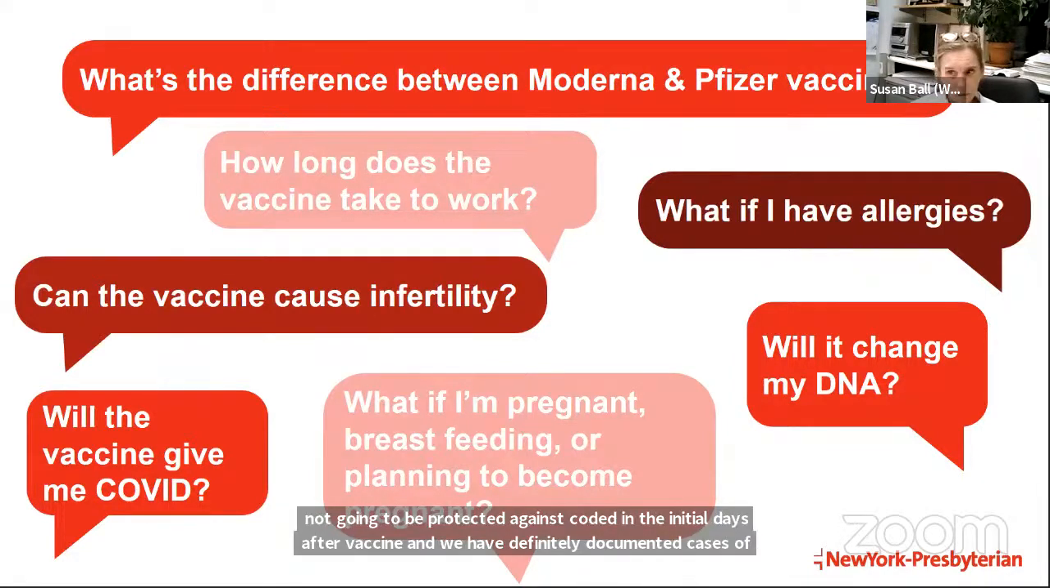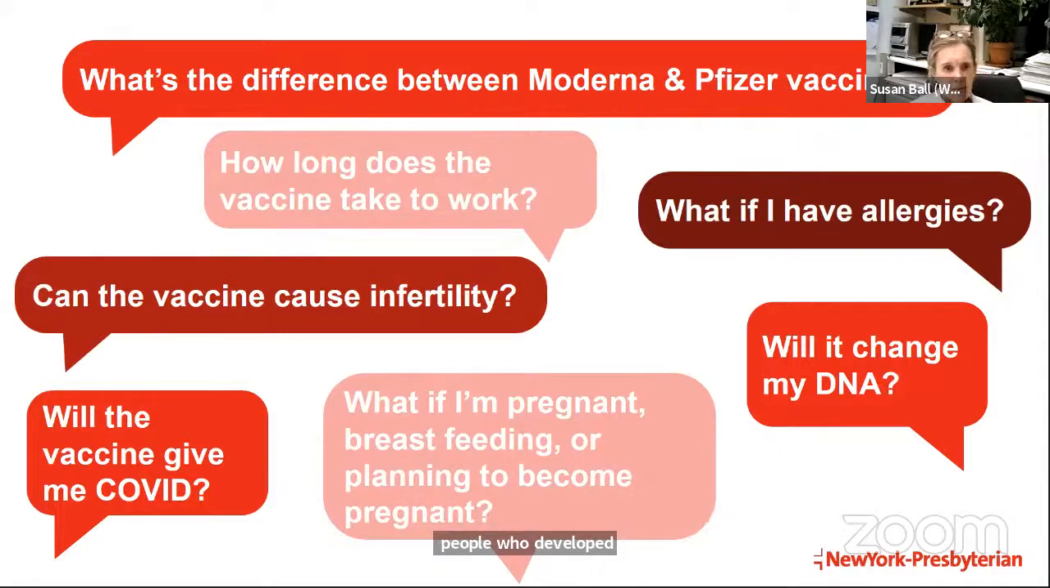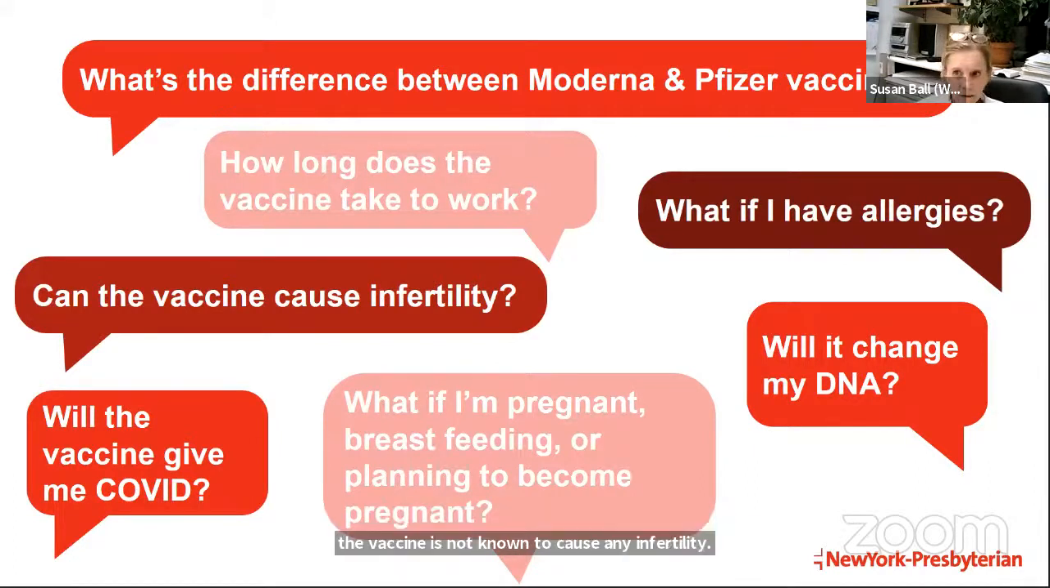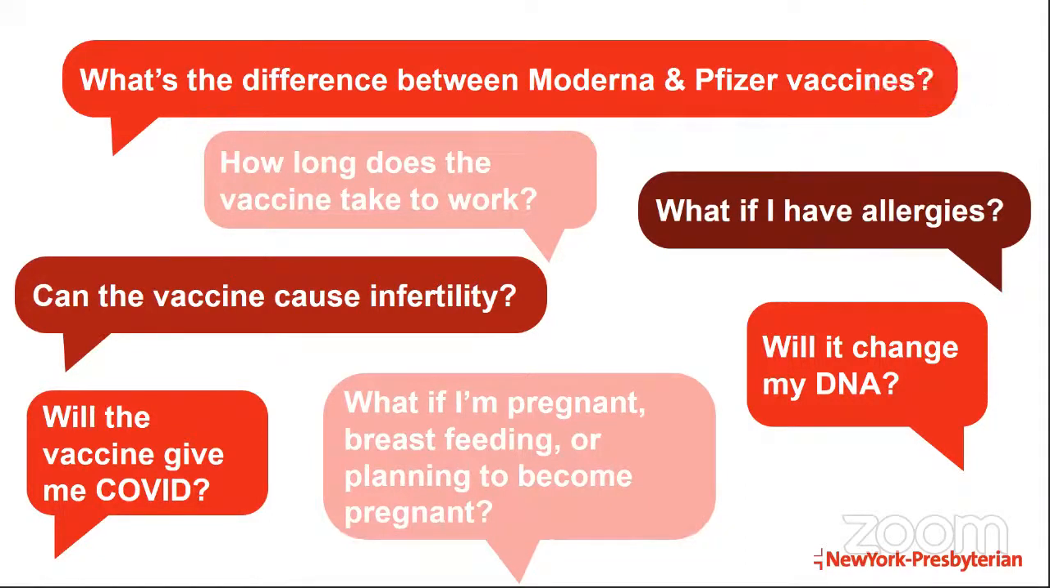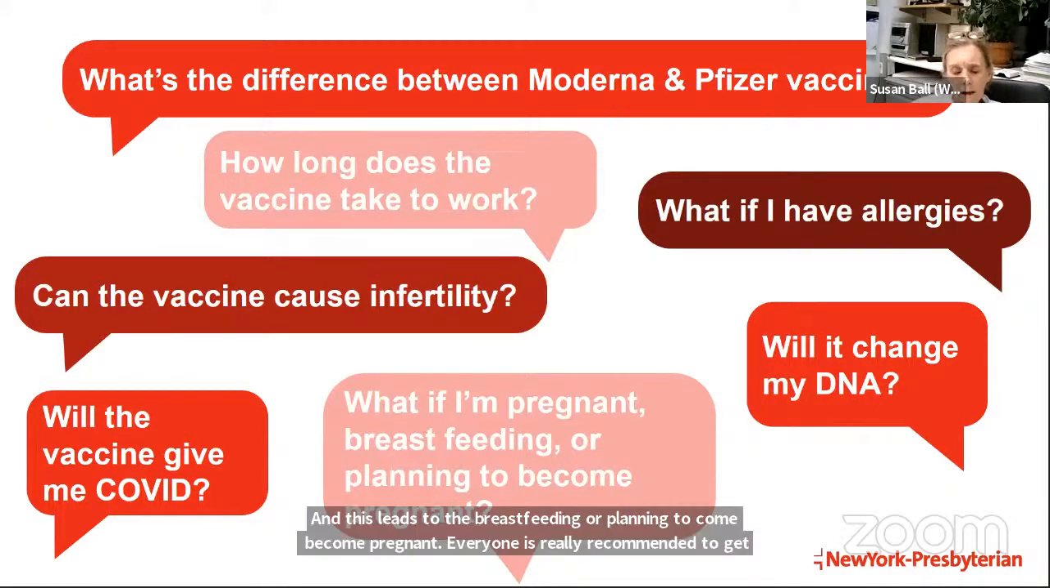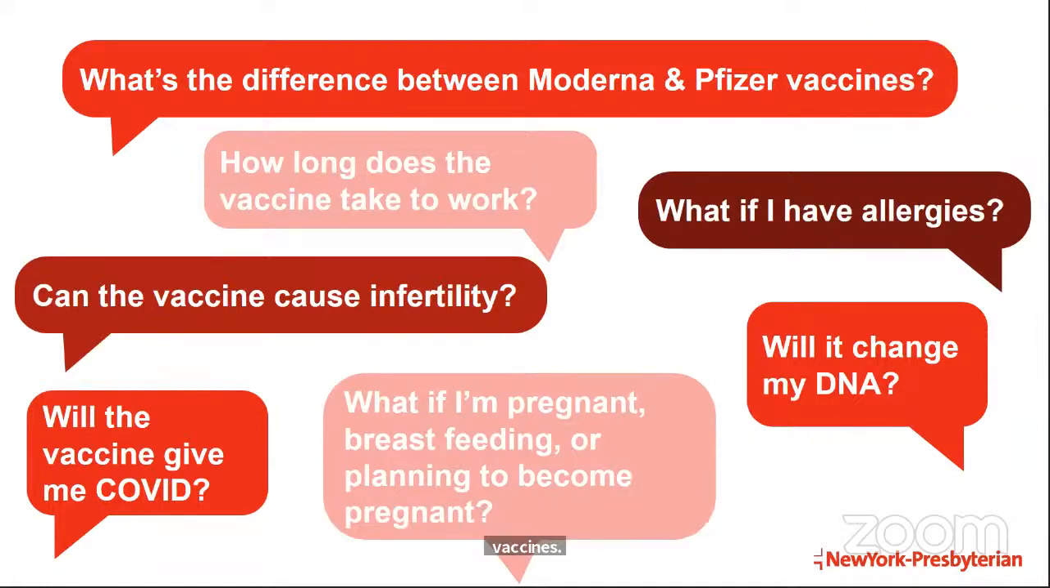The vaccine is not known to cause any infertility, and this leads to the breastfeeding or planning to become pregnant question. Everyone is really recommended to get vaccines. There's no toxicity to a nursing infant that we are aware of. So it's recommended to get the vaccine to nursing women and pregnant women. And also pregnant women should get the vaccine because women who get COVID can have a worse case of COVID if they develop the infection while they're pregnant.